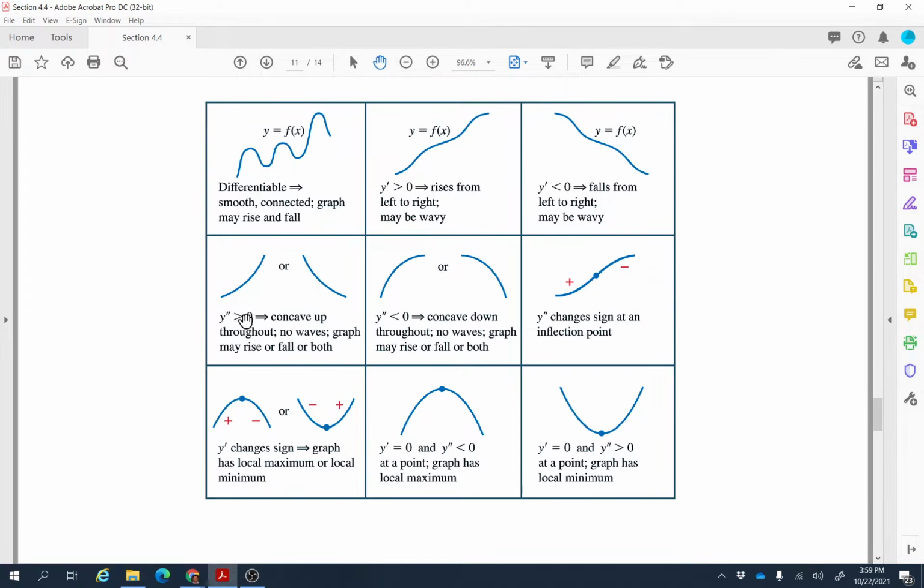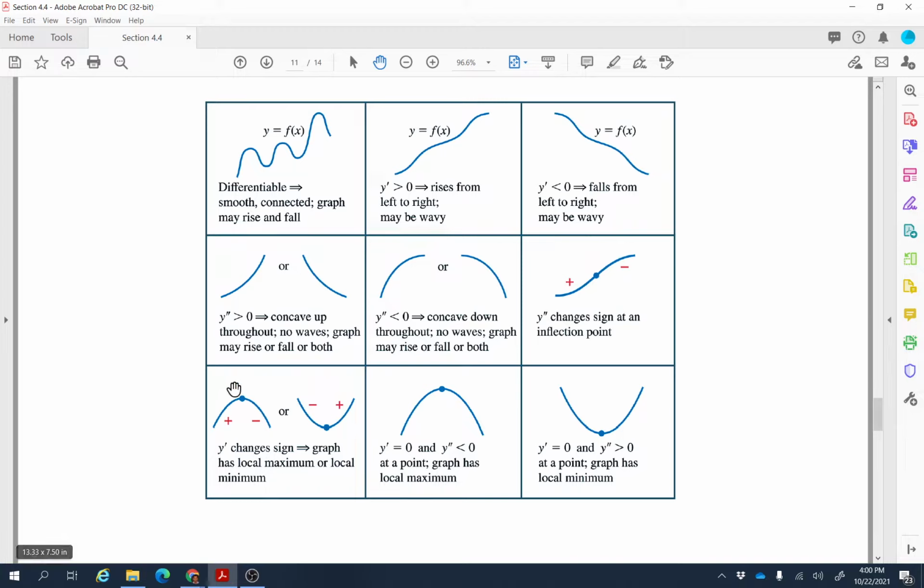Here, because the second derivative is positive, the graph could look like this or like this, because both of them are concave up. If the second derivative is negative, then the graph could look like this part or this part because both of them are concave down. Here, as you can see, the second derivative up to this point is positive, and after that point it's negative, meaning it's concave up, and then at this point it's going to switch to concave down, meaning this point is a point of inflection.